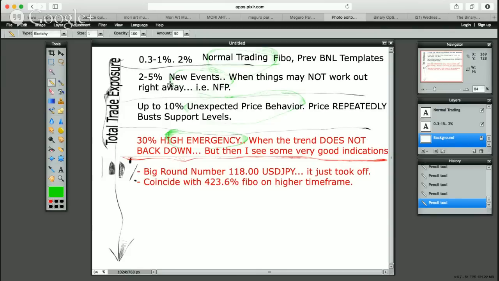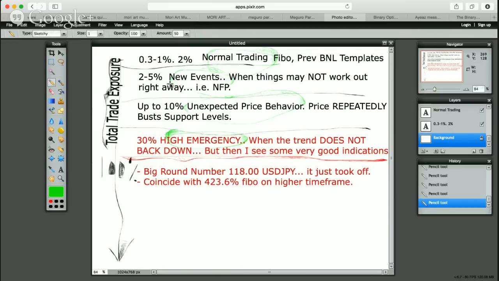5% meaning that if I take more than one trade, or let's say if I re-enter the trade, I could do a 2, 2, and a 1, right? Or maybe I could do 2% on one currency pair, 2% on another pair, and if I see that the indicators line up, I may do a 1% re-entry on one of the pairs.